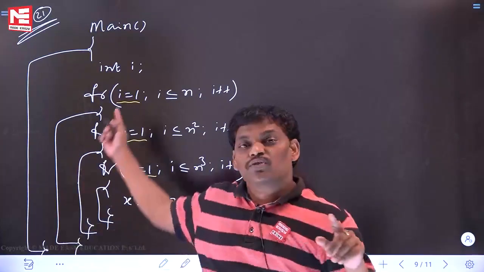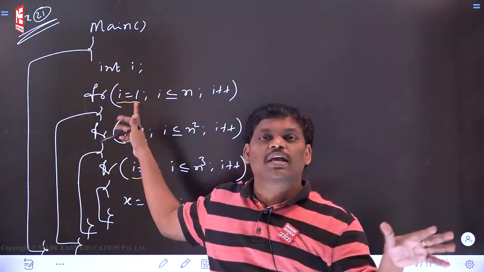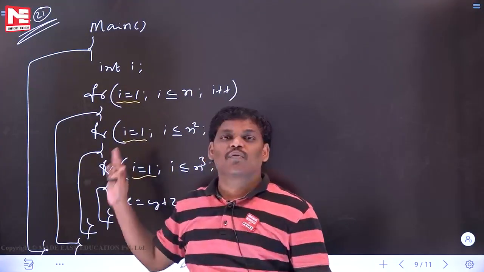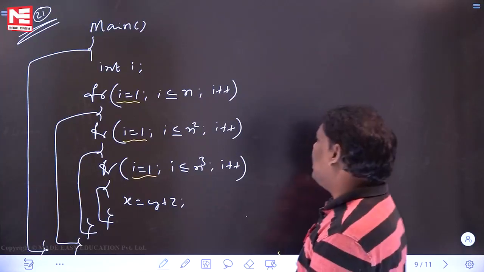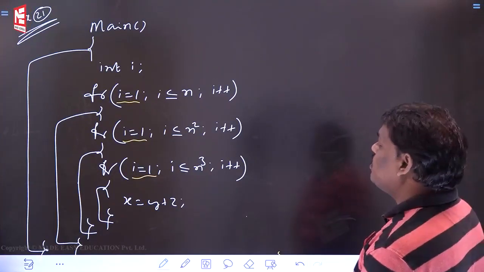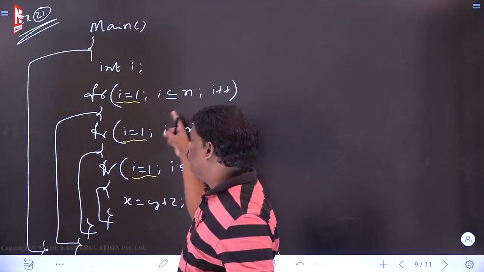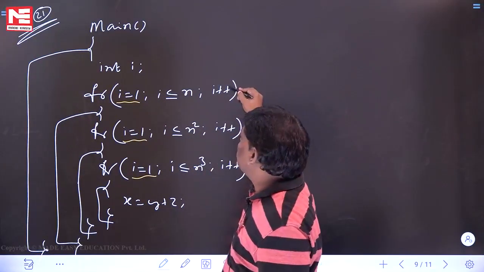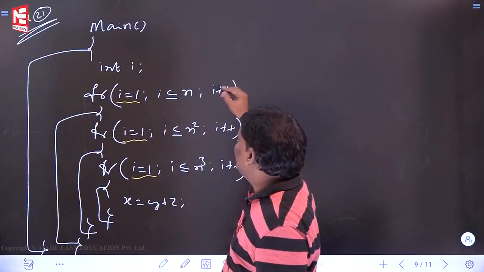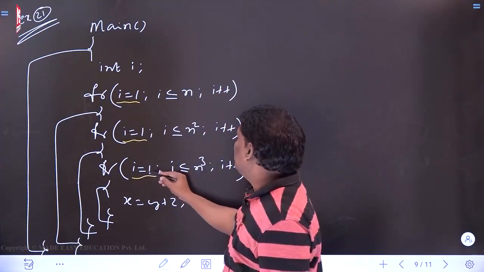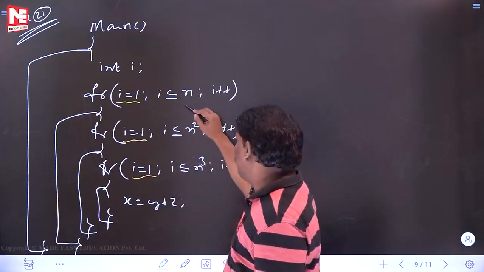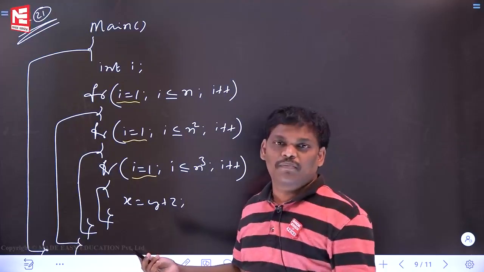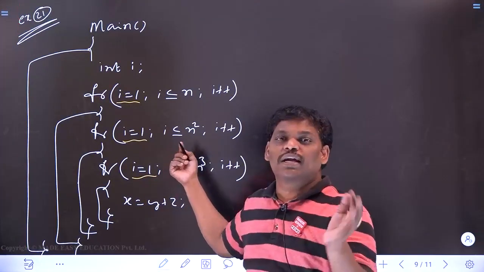Suppose the first loop is i, the second loop is j, the third loop is k. Assume they are all different, i, j, k. What is the answer? The i loop runs n times, the j loop runs n square times, the k loop runs n cube times. The inner loops have no dependency, so you can directly multiply: n into n square into n cube, totally n power 6.